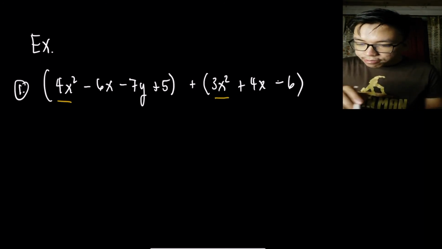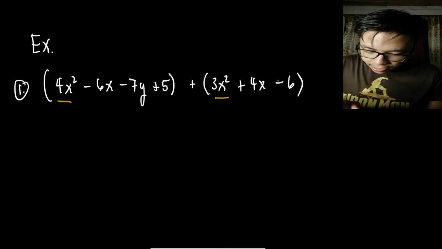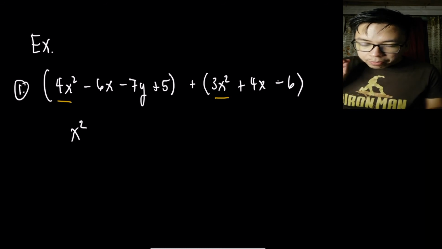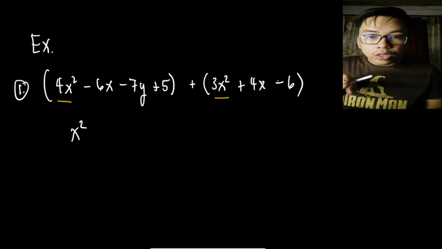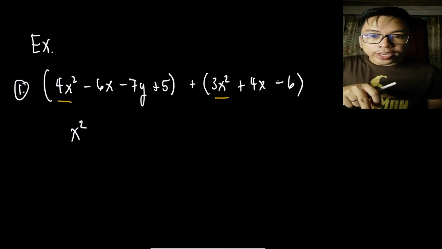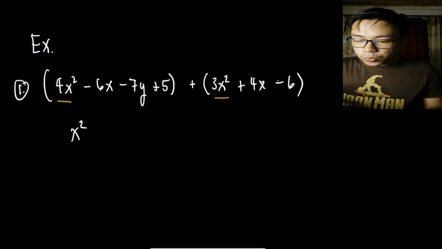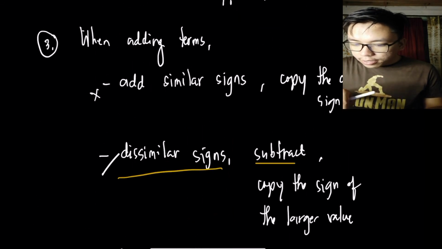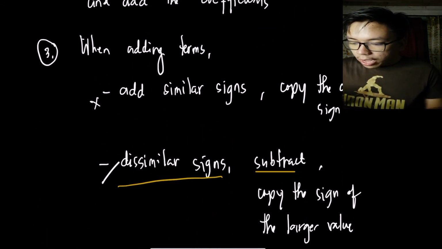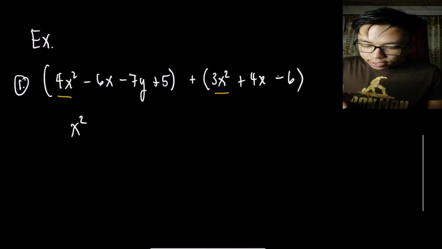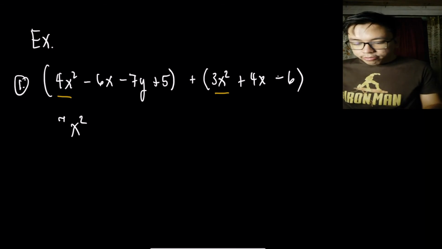Okay, so let's start with this first one here. Then I'm going to copy the variable. So I have x squared. And then I'm going to add coefficients. Before adding, I'm going to check if they have the same sign. 4x squared is positive, 3x squared is positive, they have the same sign. So according to rule number 3, they have similar signs, so copy the common sign, just add. I add 4 and 3, I get 7, and copy the common sign, so that's positive.